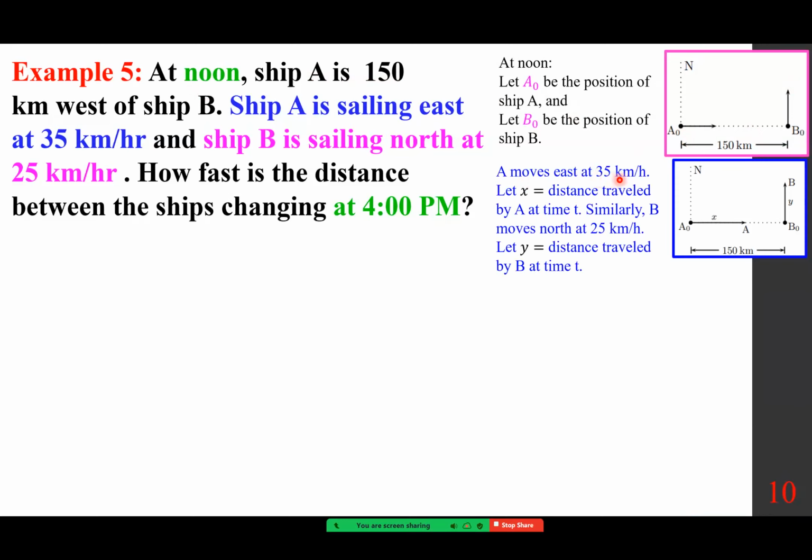A moves east at 35 kilometers per hour. Let x be the distance traveled by A. So A moves so much, x amount. Again, x is the distance traveled by A at time t. Similarly, B moves north at 25 kilometers per hour. Let y be the distance traveled by B. So this is the distance by ship A. This is the distance by ship B at any given time.